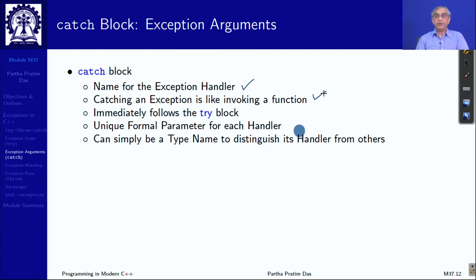Throwing an exception is like preparing the argument, and catching an exception is like calling a function. So, the body of the catch clause is conceptually the handler function that is getting called, and it is unique with formal parameters for each handler, and it can simply have a type name if you just do not want any details from the object runtime instance.